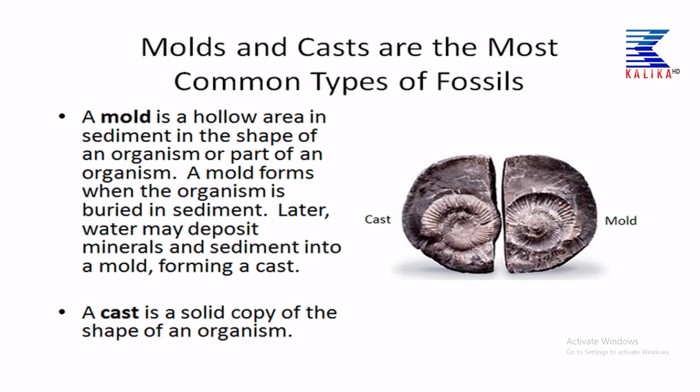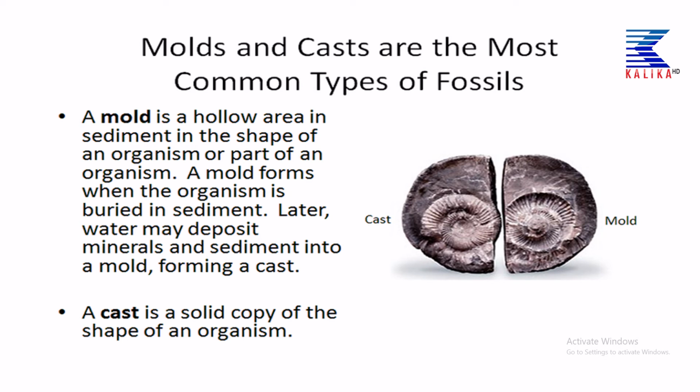You can see another one. In Nepali we can say that it is saligram, which is most abundantly found in the Kaligandaki river. That is saligram, abundantly found on the bank of the Kaligandaki river. The process of molds and casts produces the most common types of fossils. You can see here.